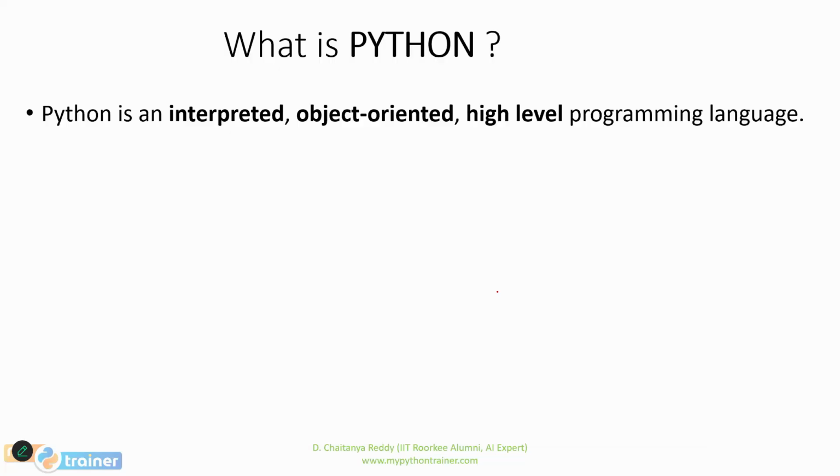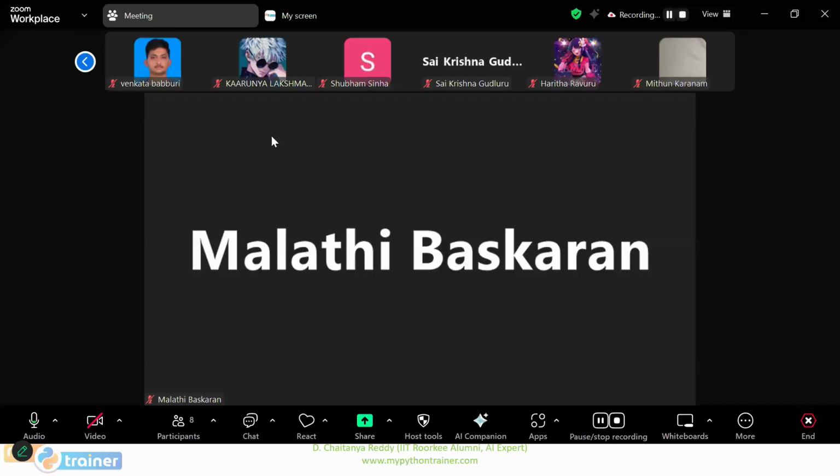In the last class we already discussed what Python is. Python is three words; I can say what kind of programming language Python is. It's an interpreted, object-oriented, high-level programming language. In the last class we already covered the meaning of interpreted. There are two categories: one is compiled, another is interpreted. We discussed how compiled programming languages behave and how interpreted programming languages behave. Clear?